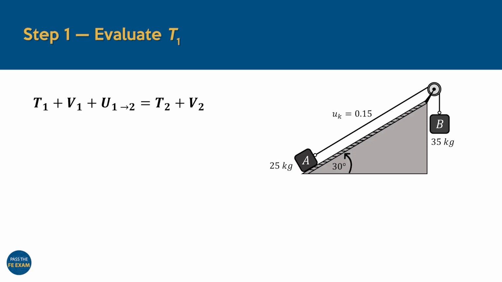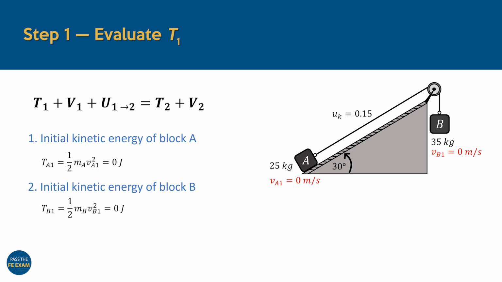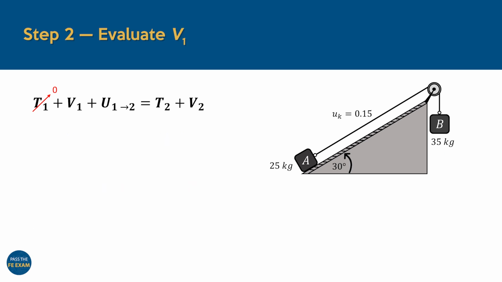We can successfully evaluate this scenario by substituting for the unknowns in our equation, starting with T1. Since the system starts from rest, both blocks A and B have an initial velocity of 0. The kinetic energy of each block is given by a half mass times velocity squared. So with no initial velocity, the initial kinetic energy of both blocks will also be 0. To calculate the initial system kinetic energy, T1, we can simply add the respective kinetic energies of both blocks. But since there is 0 in this case, we know that our T1 term reduces to 0 in our work energy equation. Next, let's consider the system's initial potential energy, V1.